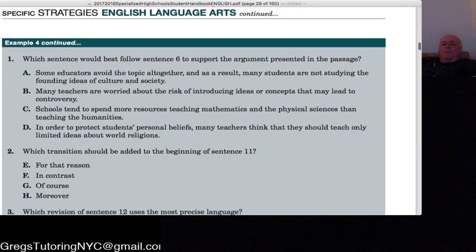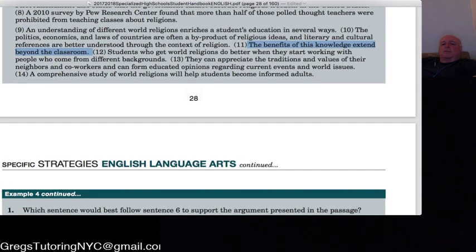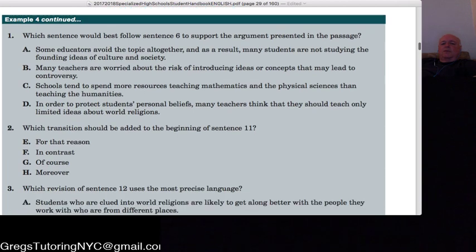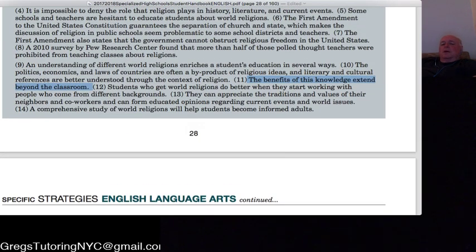And then we have moreover. Moreover, the benefits of this knowledge extend beyond the classroom. Sure, I like moreover better than for that reason. Moreover is more like therefore, like we have these sentences 9 and 10, and also, by the way, the benefits go beyond the classroom. Sentence 11 is itself a transition into sentence 12. The last paragraph is talking about the premise, the reason why, even though there's separation of church and state, it is important to discuss religion in the classroom. Not to be religious, just to do a survey of religions and what their premises are. So moreover works.